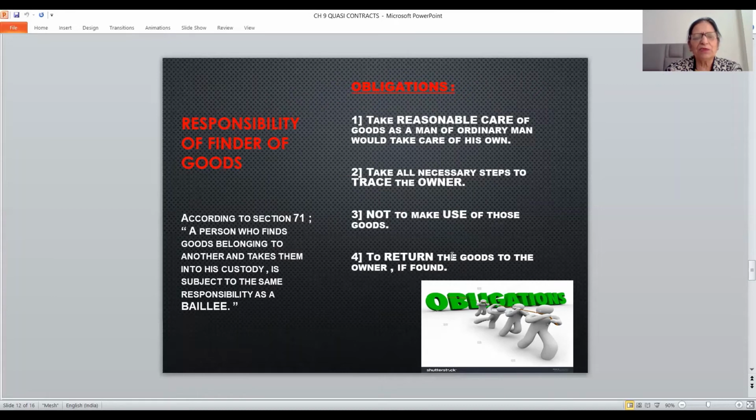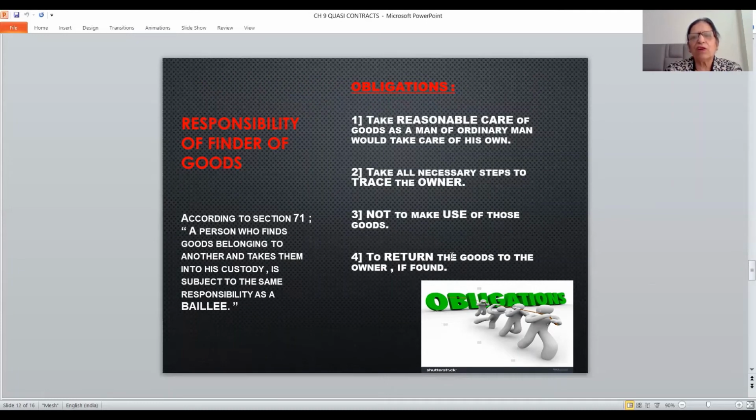So bailee, friends, we use this term in the context of bailment. The finder of goods has the position of a bailee. A bailor is a person who delivers the goods, and a bailee is a person to whom the goods are delivered. But friends, there are certain obligations or duties which are to be performed by the finder of goods. Take reasonable care of the goods, as an ordinary man would take care of his own goods. As the owner takes care of his own goods, in the similar way, the finder of goods should take care of the goods found.